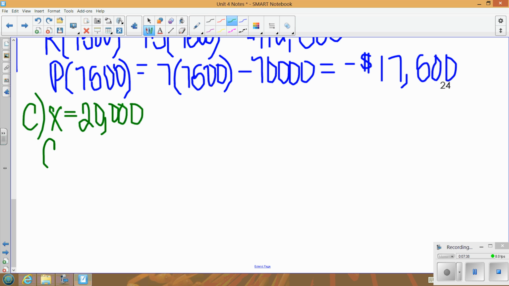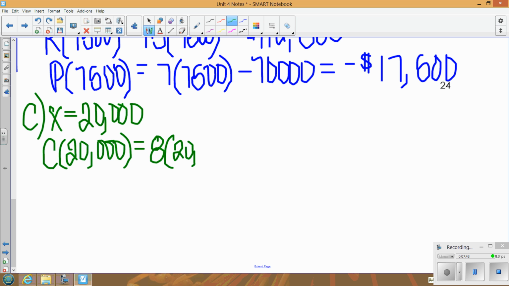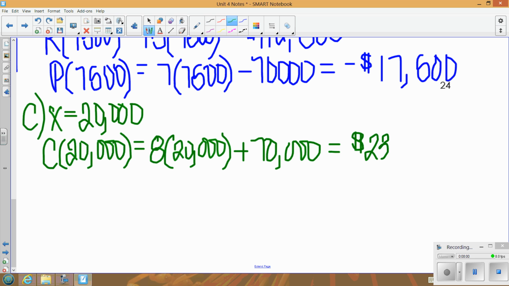So we're going to plug in for the cost. How much does it cost to produce 20,000 items? So we plug that in. We have 8 times 20,000 plus the fixed cost, which was 70,000. So it ends up costing them $230,000 to produce 20,000 items.